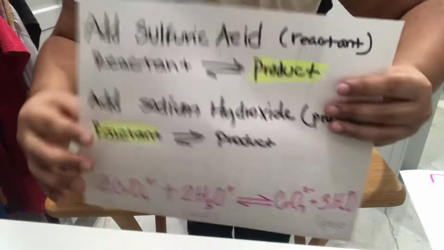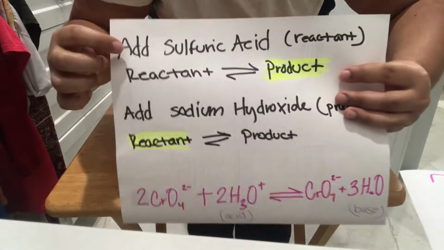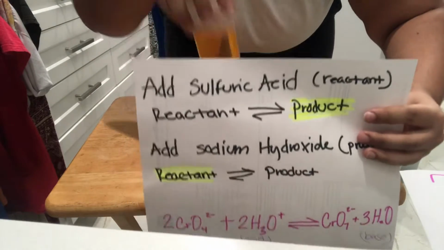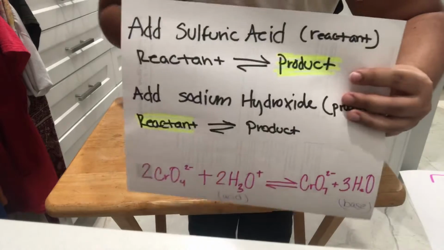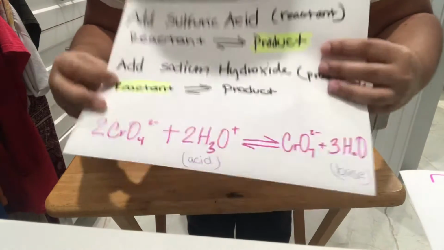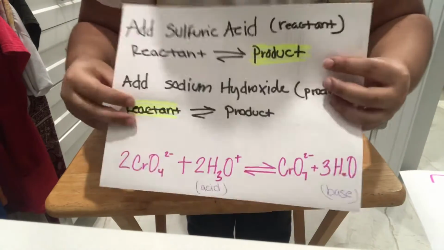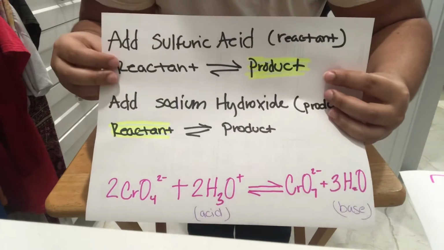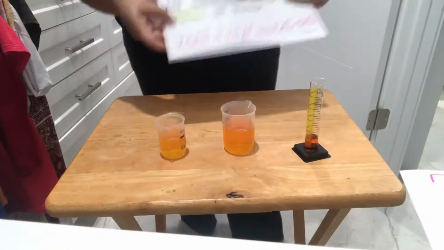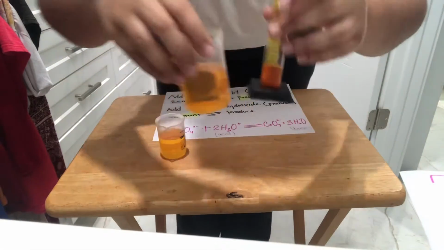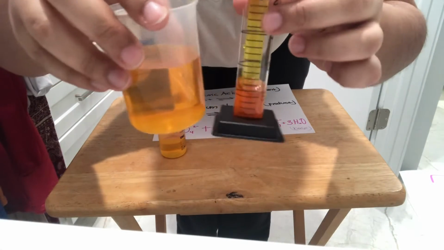Now, when we add sulfuric acid, this is the finished look, it's a lighter orange. We'll compare that in a second. When we add sulfuric acid, which is a reactant, because there's too much reactant, the equilibrium will shift to the product. And we can see that comparison. We can see that this is a much darker orange and this is a lighter orange.